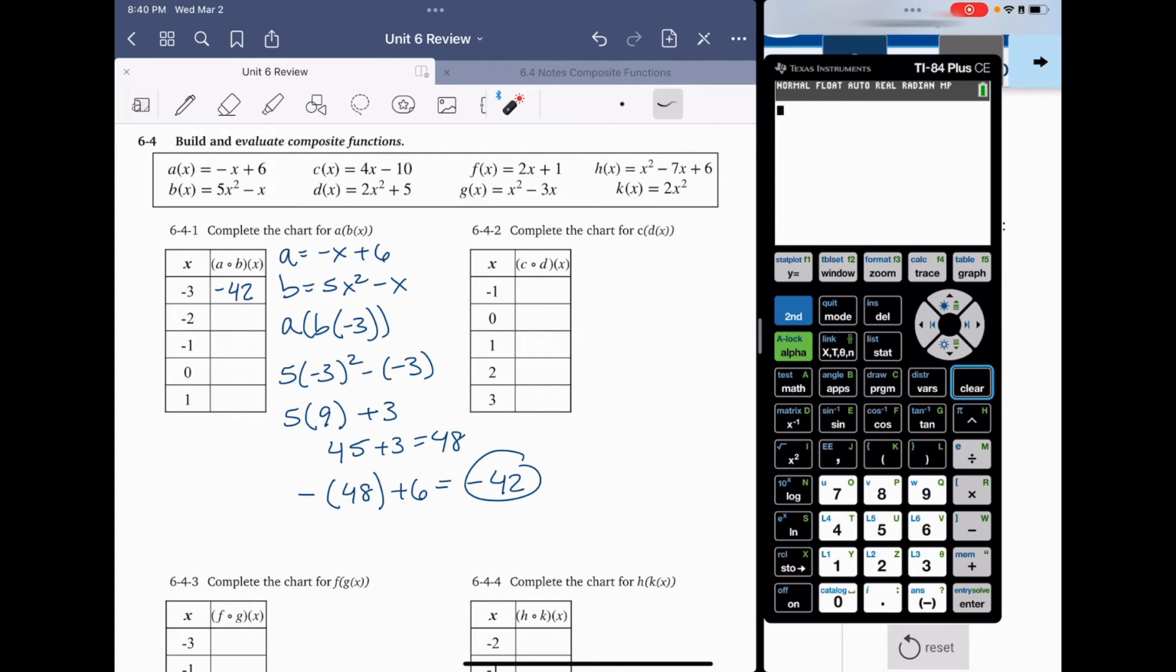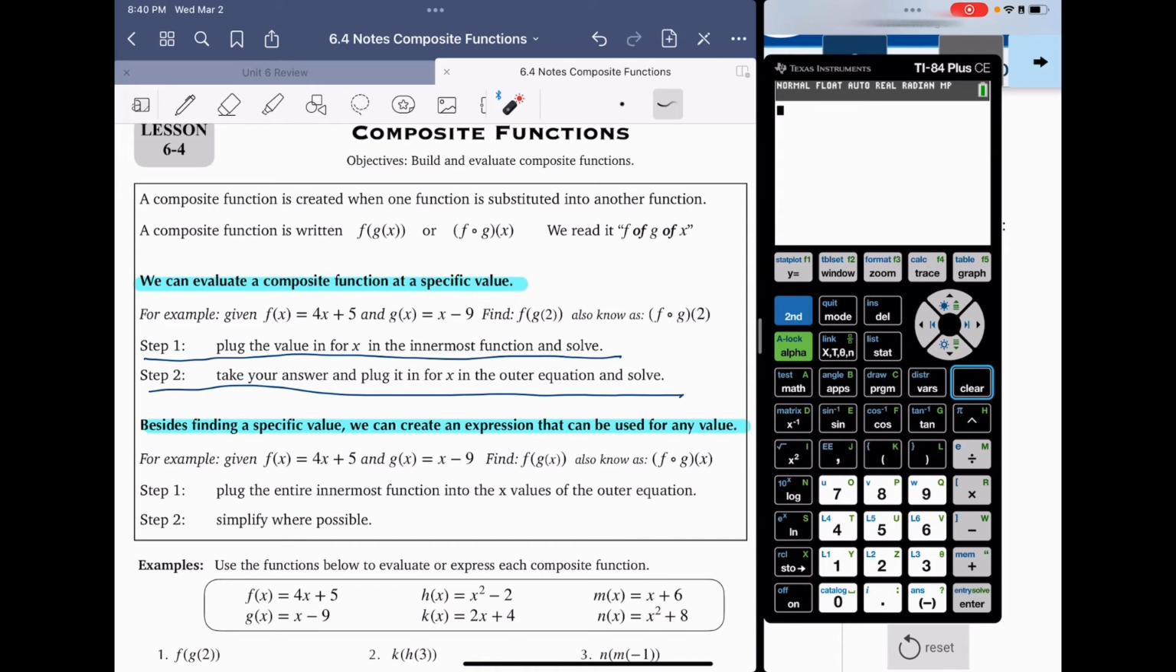Instead, though, we are going to do what the second part of the notes says, which is to find an expression that can be used for any value. Then once we have that expression, we can use it for the rest of the values.